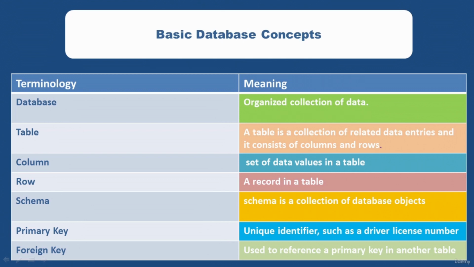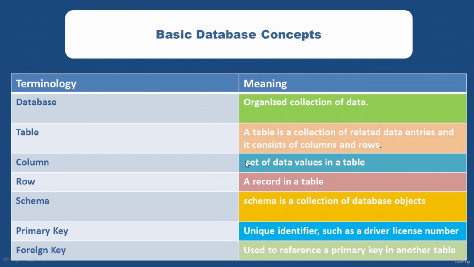In this lecture, I'll be going through some basic database concepts. We'll begin with what a database is. A database basically is a collection of organized information or data that is stored in a table. A table, on the other hand, stores information in rows and columns. So a table will usually store a collection of related data entries in columns and rows.